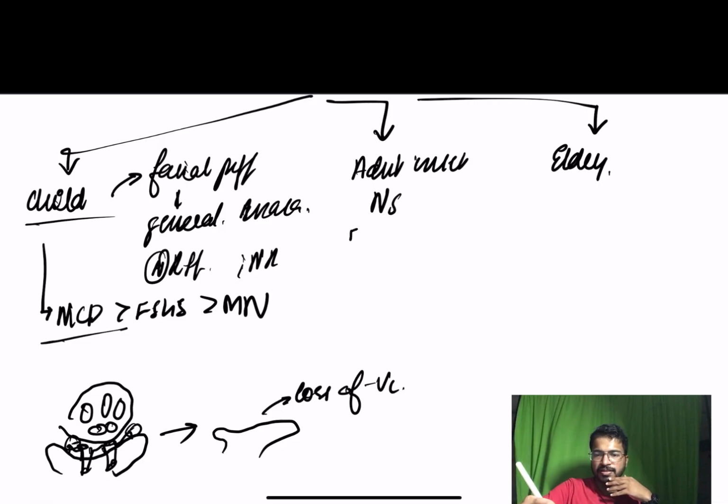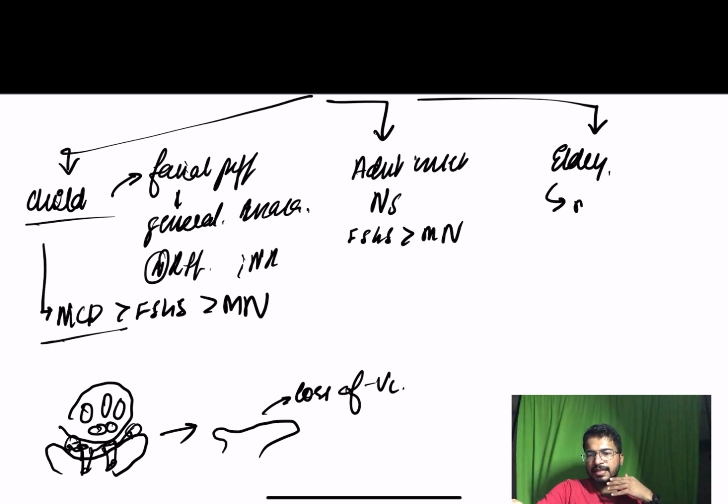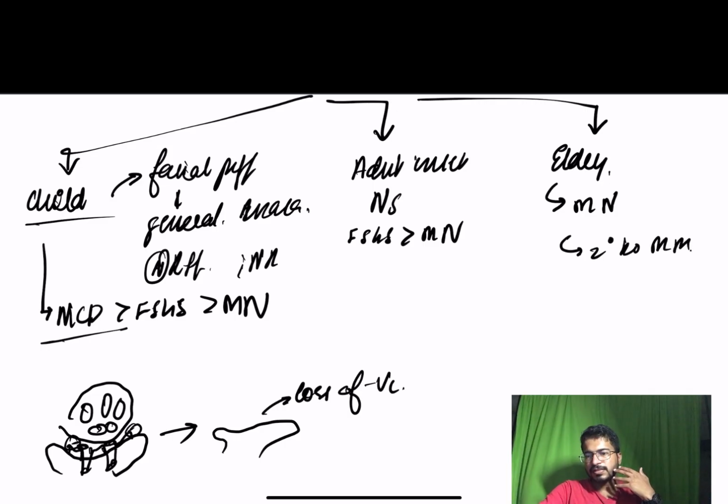In adult onset nephrotic syndrome, it can be due to FSGS, greater than membranous nephropathy. In elderly males, it can mostly be due to membranous nephropathy. It could be secondary to multiple myeloma or other causes as well. So, okay, adult onset nephrotic syndrome, childhood nephrotic syndrome, and nephrotic syndrome in the elderly.